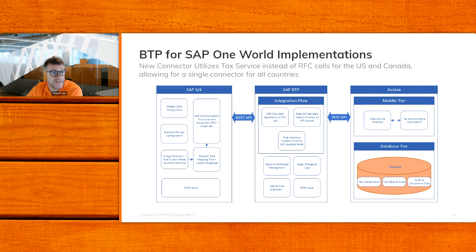And one of the biggest differences for those familiar with SAP is the new connectors use a tax service call instead of the legacy remote function call, or RFC calls, in the US and Canada. The VAT calls used a different technology. And so our new One World connector will use tax service calls for US, Canada, and VAT countries. So it allows for a single connector within all countries. That is one of the biggest changes.